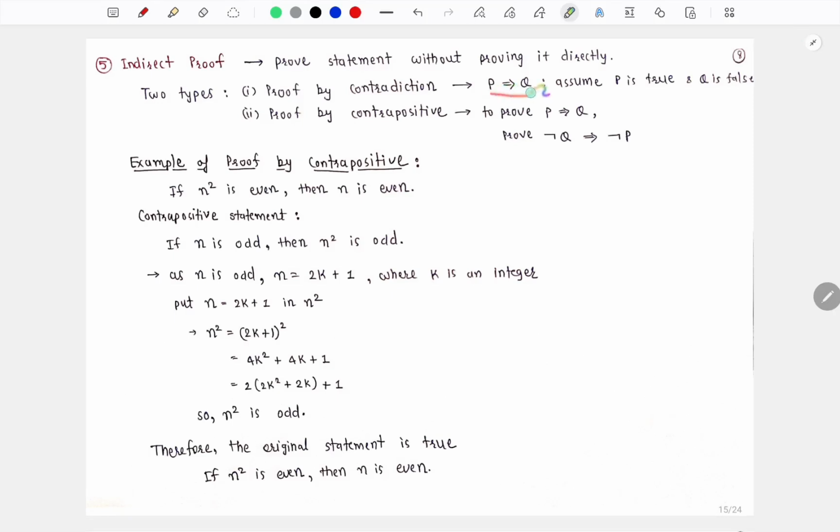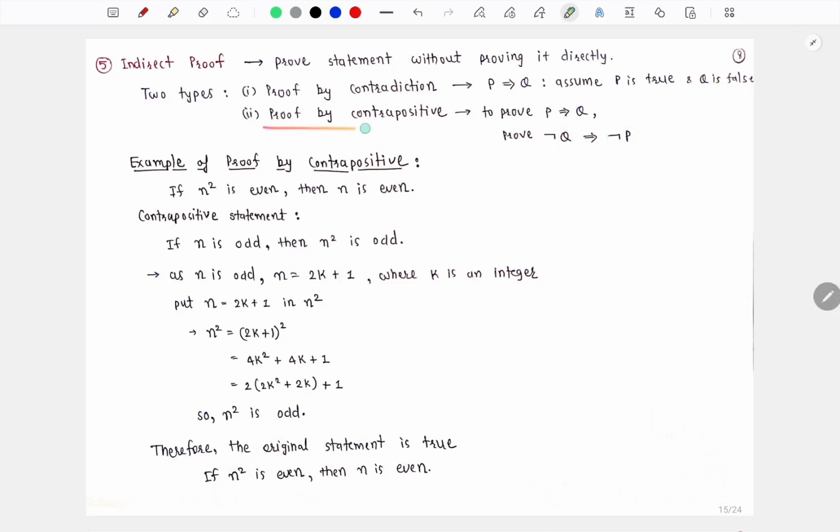P tends to Q. We need to assume P is true and Q is false. Then after we need to go further. Here we will see proof by contrapositive. That means to prove if P then Q, we have to prove the opposite of Q, then we need to prove the opposite of P. That means prove negation of Q, that means opposite of Q, to prove the opposite of P, negation of P.